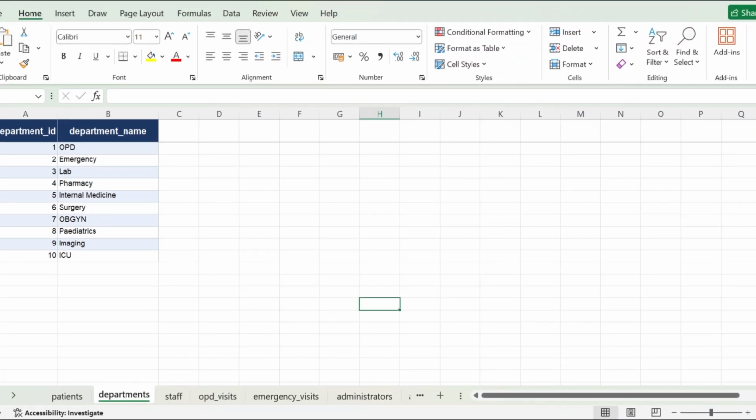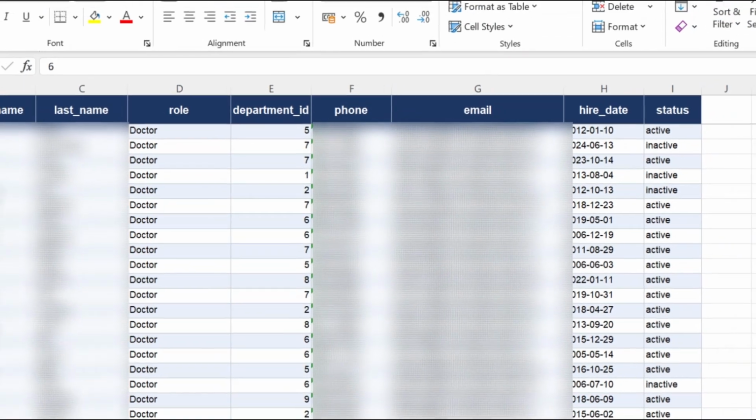This table contains the various departments within the hospital. Each department has a unique department ID and a department name. This table helps us organize hospital activities and allows us to analyze performance by department. Moving on to the staff table.